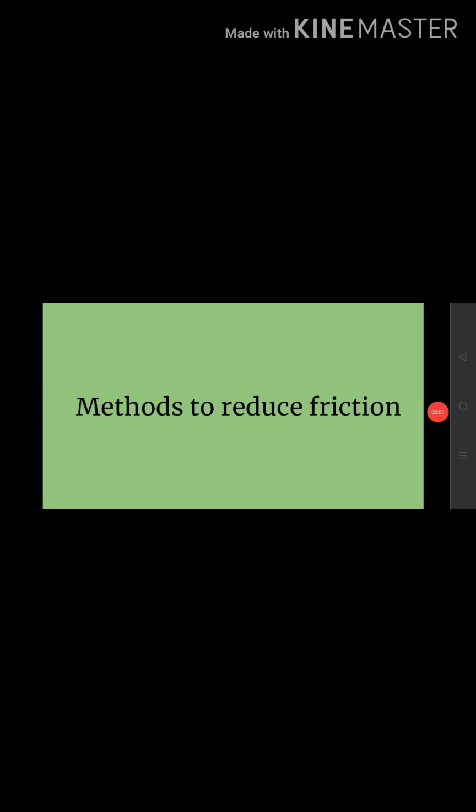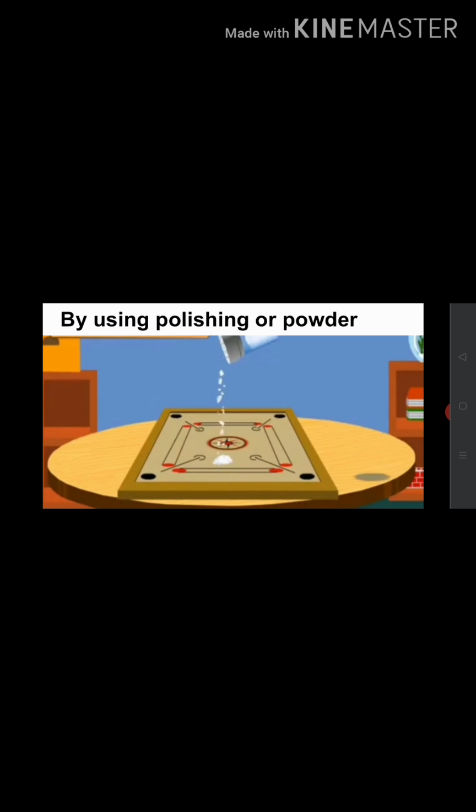Next are the methods to reduce frictional forces. First one, by polishing or by using powder. We can smoothen the rough surfaces by polishing or by using powder. Due to smoothness, the friction is reduced from the surfaces. You know that we sprinkle fine powder on the carom board, isn't it? Why? Because to reduce frictional force.